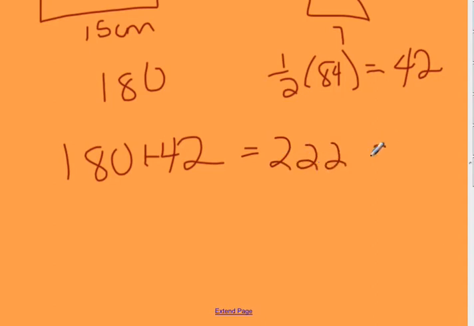Now that's my area, and it's going to be labeled centimeters because that was our unit of measure, but I'm going to square it because we're talking about area.